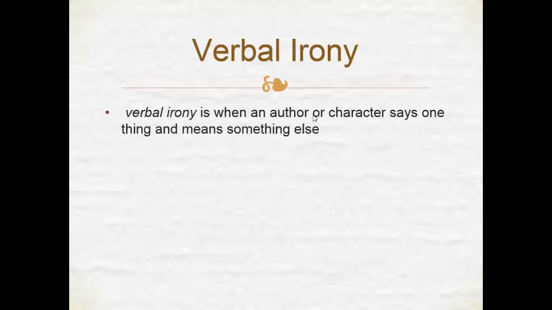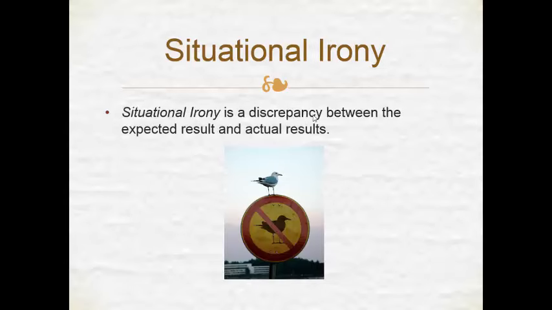Verbal irony is when an author or character says one thing but means something else. It often sounds very sarcastic. Situational irony is a discrepancy between the expected and actual result. When something happens in a story that is not expected by the characters or the reader, that is situational irony.